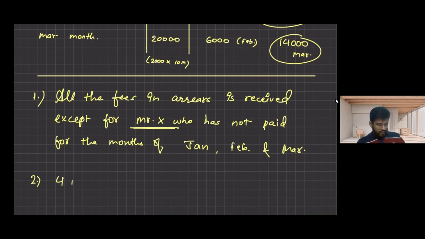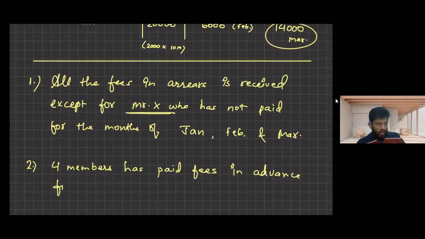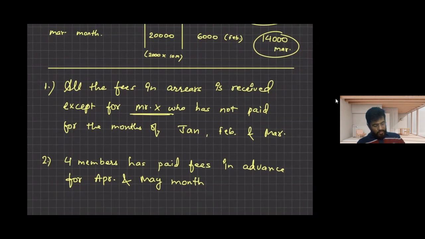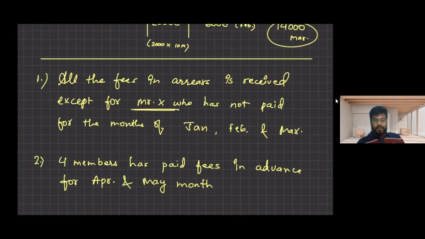Second, four members have paid fees in advance for April and May month. Four members have paid the fees in advance for the month of April as well as May.